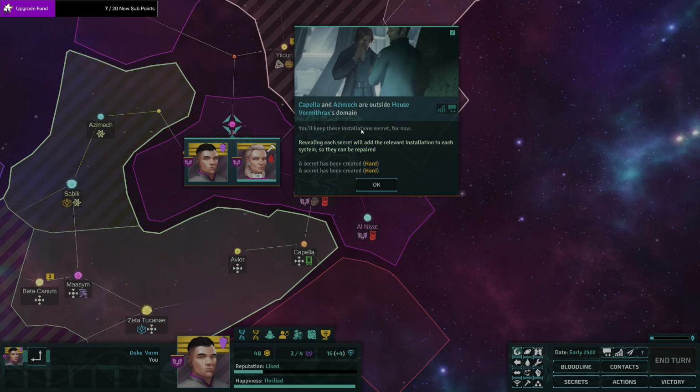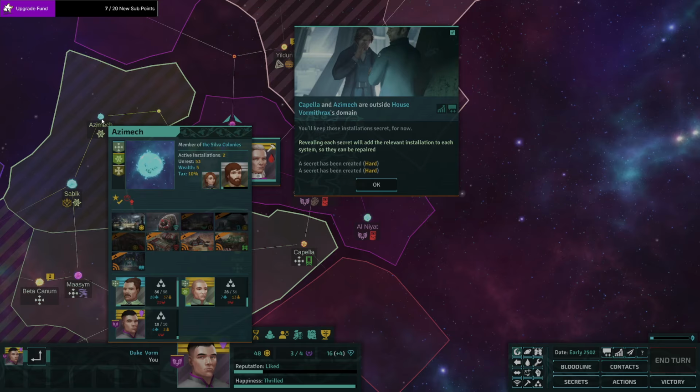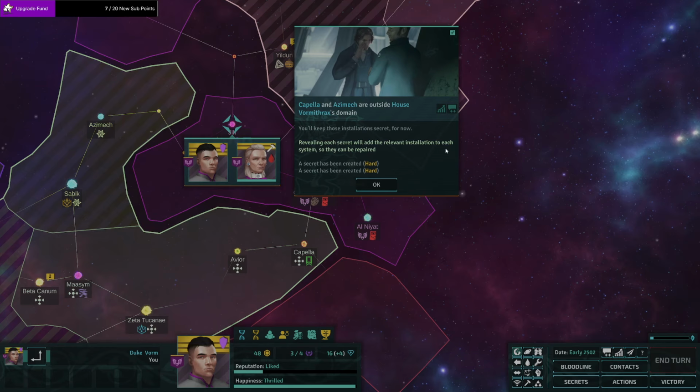All right. Capella and Azimec are outside House Vormithrax's domain. You'll keep these installations secret for now. Revealing each secret will add the relevant installation to each system so they can be repaired. Huh. Oh, okay. So they're actually going to be facilities or installations we have to fix up. So we could choose to reveal them and have the barons currently in place possibly build those.